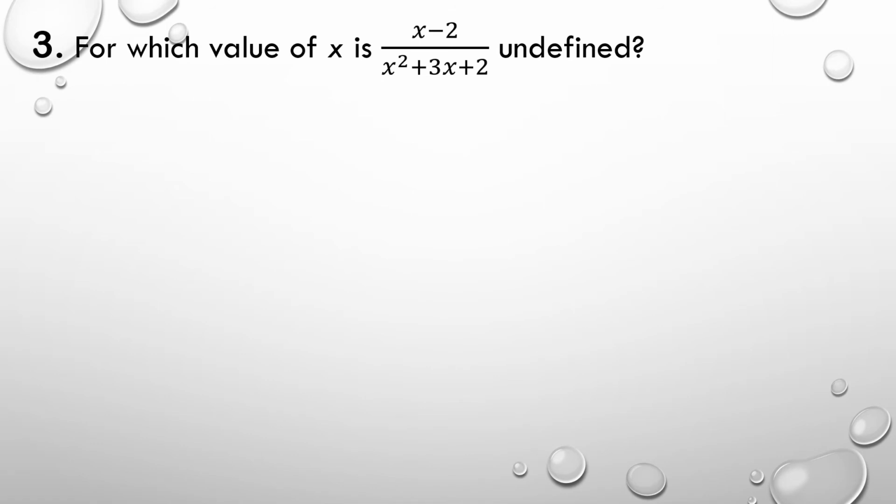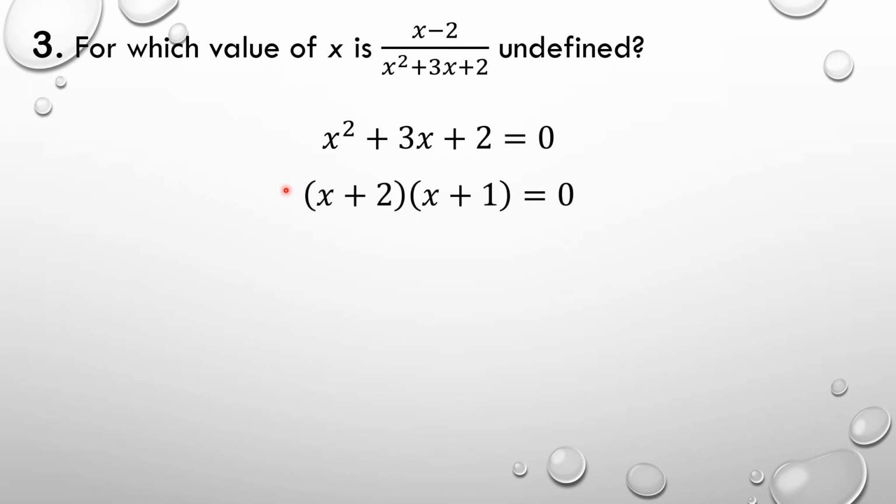Number 3, for which value of x is x minus 2 over x squared plus 3x plus 2 undefined? We know that a fraction or rational expression is undefined when the denominator is 0. So we will look for the values of x for which the denominator x squared plus 3x plus 2 is equal to 0. Let us extract the roots by factorization. So we have x plus 2 times x plus 1 equals 0. By zero factor law, we equate each factor to 0. We have x plus 2 equals 0 and x plus 1 equals 0.